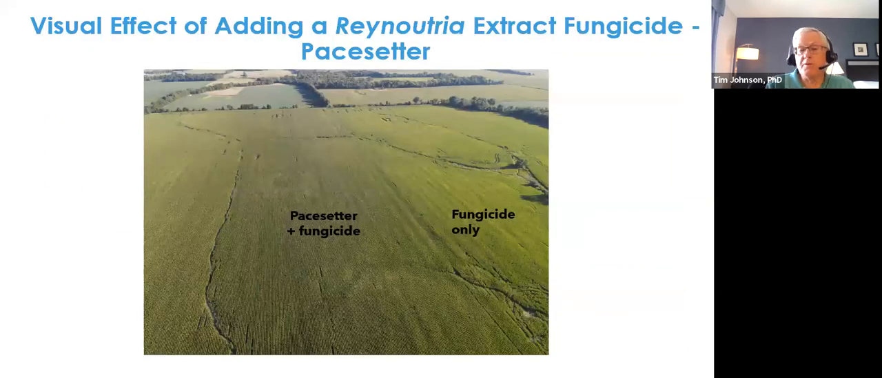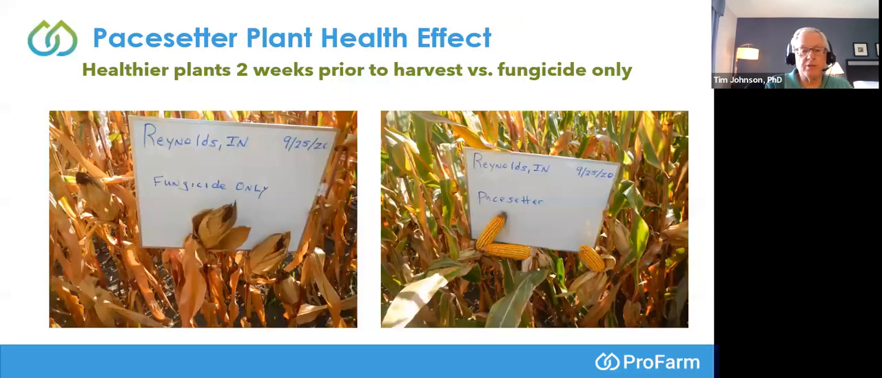And sometimes we see visual effects. This is a drone photograph where essentially we have a cornfield with fungicide only on the right, and we can see down the middle where the PaceSetter was added with the fungicide in the application. A week or two after application, it's quite visual, the additional chlorophyll content in the leaves. Of course, chlorophyll should give us more yield.